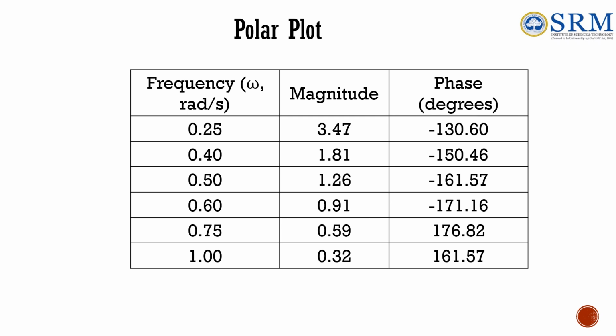By using the equations for magnitude and phase, we can calculate the magnitude and phase of the system for different frequencies omega in radian per second. So we have formed a table for different frequencies omega. That is, we are using 0.25, 0.4, 0.5, 0.6, 0.75 and 1 radian per second as frequencies, and we have calculated the magnitude and phase as shown in the table. By using these values, we are going to plot the polar plot in the polar graph sheet.